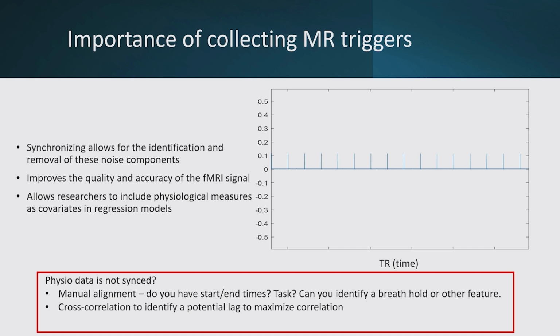If you are doing a task or you have some key feature within the data, you could potentially align it with the physiological data and the MRI data as well. And then lastly, you could do some kind of cross-correlation and see if you can find a potential lag shift that maximizes that. There are a couple of other ways as well, but those are just some options. It is possible, it's just a little bit more tricky.